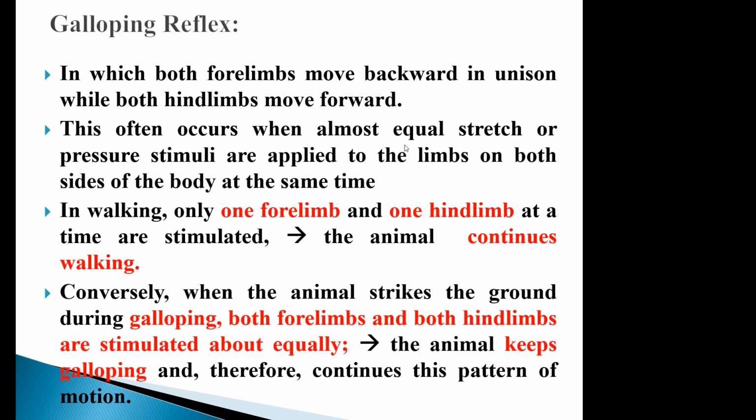Then there is a galloping reflex, in which both forelimbs move backward in unison while both hind limbs move forward. This often occurs when almost equal stretch or pressure stimuli are applied to the limbs on both sides of the body at the same time. In walking, only one forelimb and one hind limb at a time are stimulated, and the animal continues walking. Conversely, when the animal strikes the ground during galloping, both forelimbs and both hind limbs are stimulated about equally. The animal keeps galloping and therefore continues this pattern of motion.